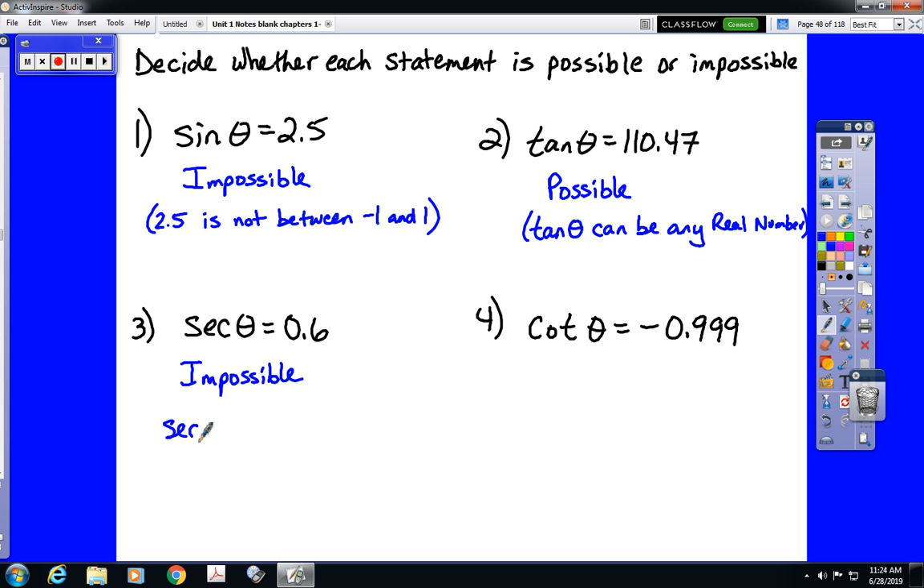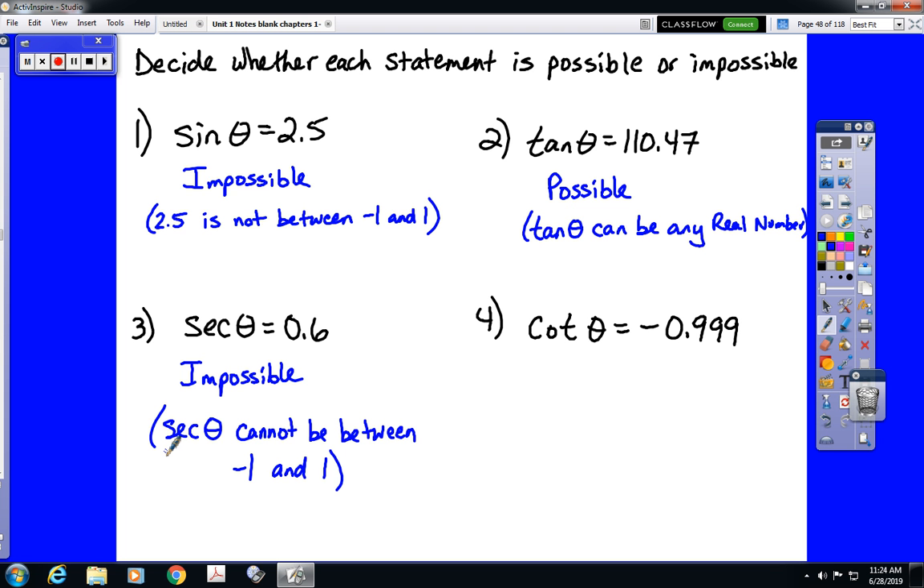because secant cannot be between -1 and 1. Sorry, I said that wrong. Let me say that again. Secant cannot be between -1 and 1. It has to be outside. It cannot be between -1 and 1. And 0.6 is between -1 and 1.